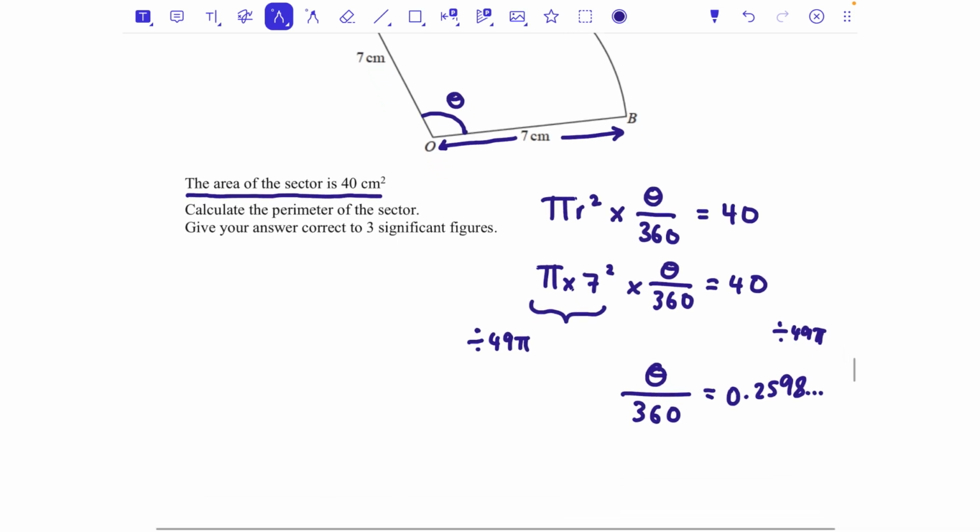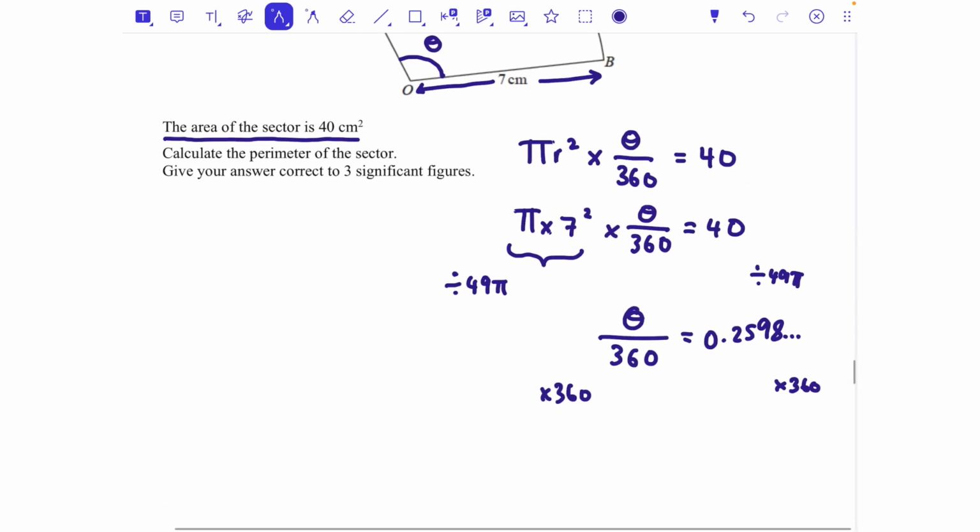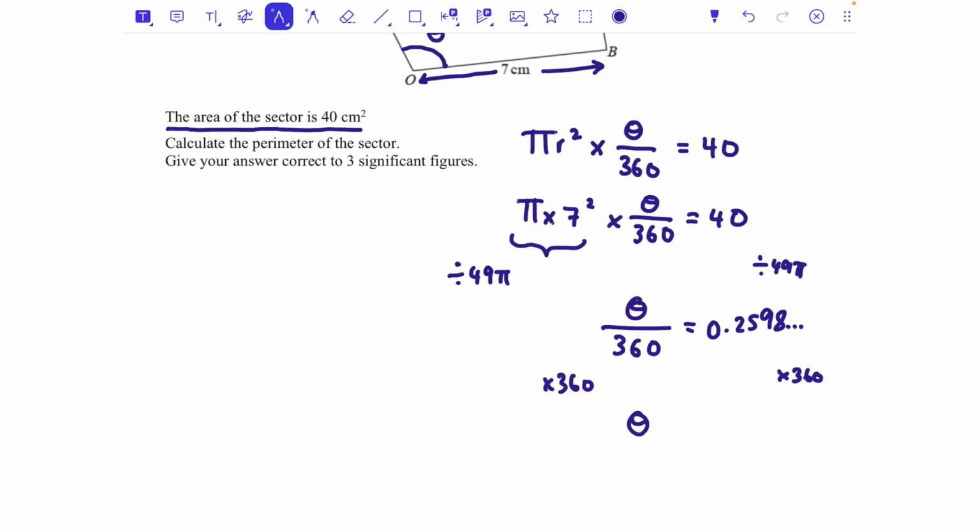How am I then going to work out that angle? Well, it's being divided by 360 at the minute. We want to undo that, so we're going to times both sides by 360. Again, I'm not taking that answer out of my calculator, I'm just going to times it by 360, and that gives us 93.544. So the missing angle, we now know, is 93.544. Great. I can now fill that in.